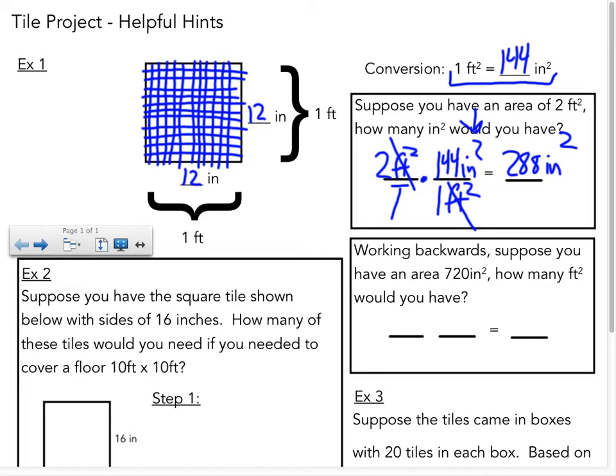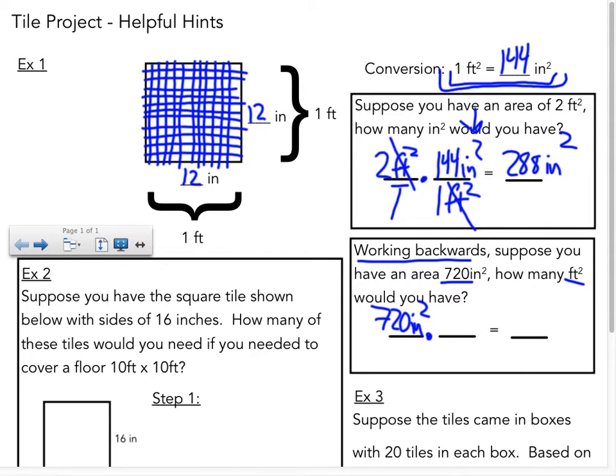Now let's go down to another example. Suppose you're working backwards. Suppose you start with 720 inches squared, and you want to convert it into feet squared. Well, let's start with 720 inches squared, okay? And we need to come up with that conversion factor. Remember back up here at the top? The conversion factor is going to relate inches squared to feet squared, and I want to do it in such a way that the inches squared disappears, and we're left with feet squared.